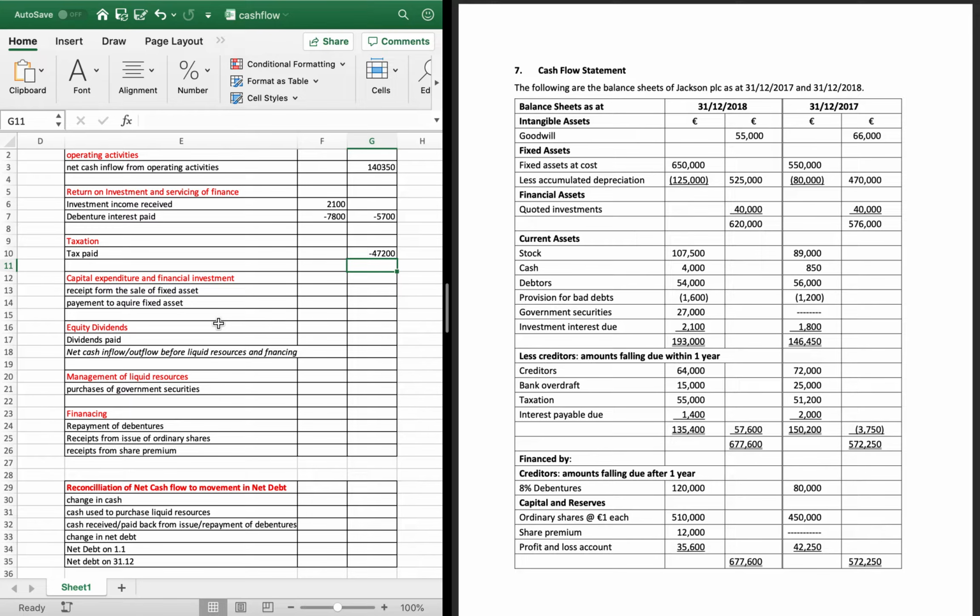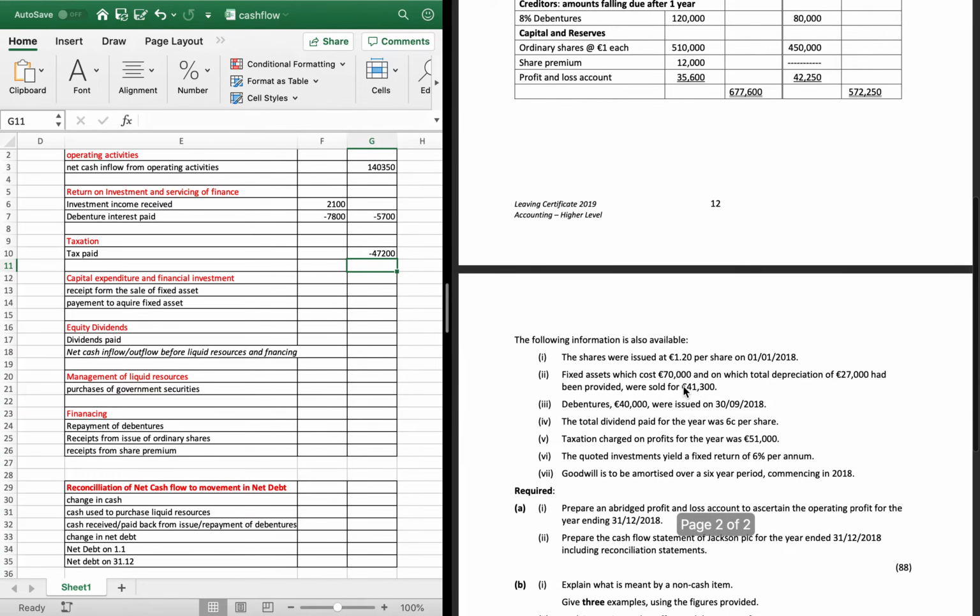Now, the next one is the capital expenditure and financial investment. So we look at our fixed assets in this case. Have we received any money from selling fixed assets? Have we paid any money to acquire fixed assets? And pretty much you always do both. So have we received any money from selling fixed assets? If you go back to the very first working that we did, it says fixed assets which cost 70,000 and the total depreciation of 27,000 being provided were sold for 41,300. So we got 41,300 from selling a fixed asset.